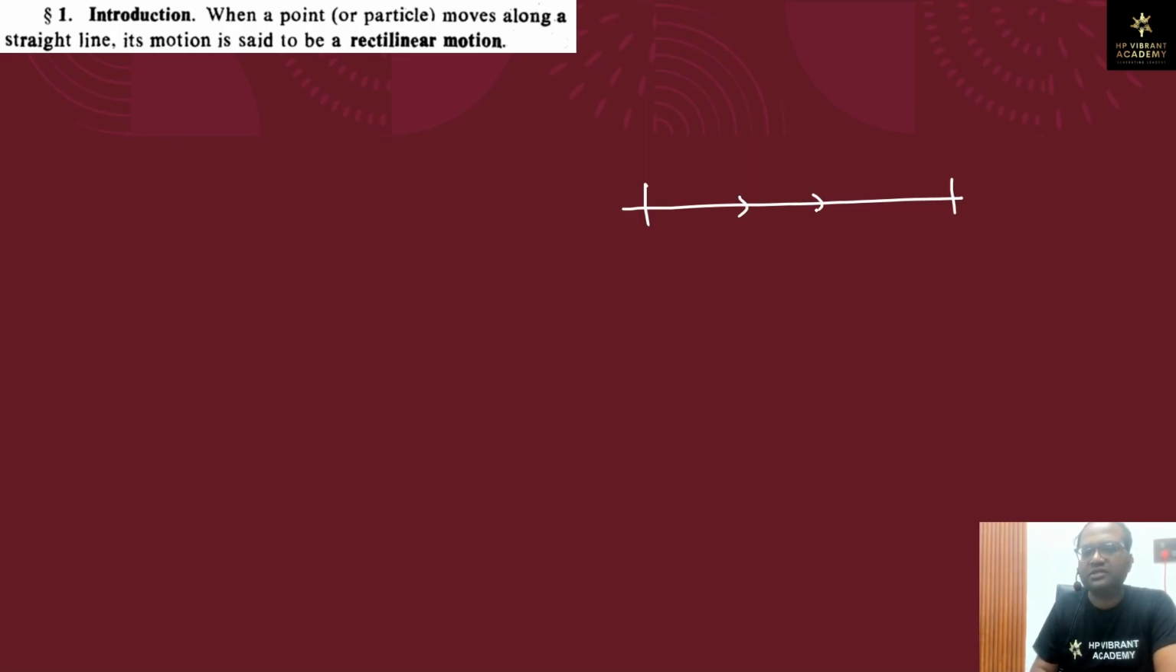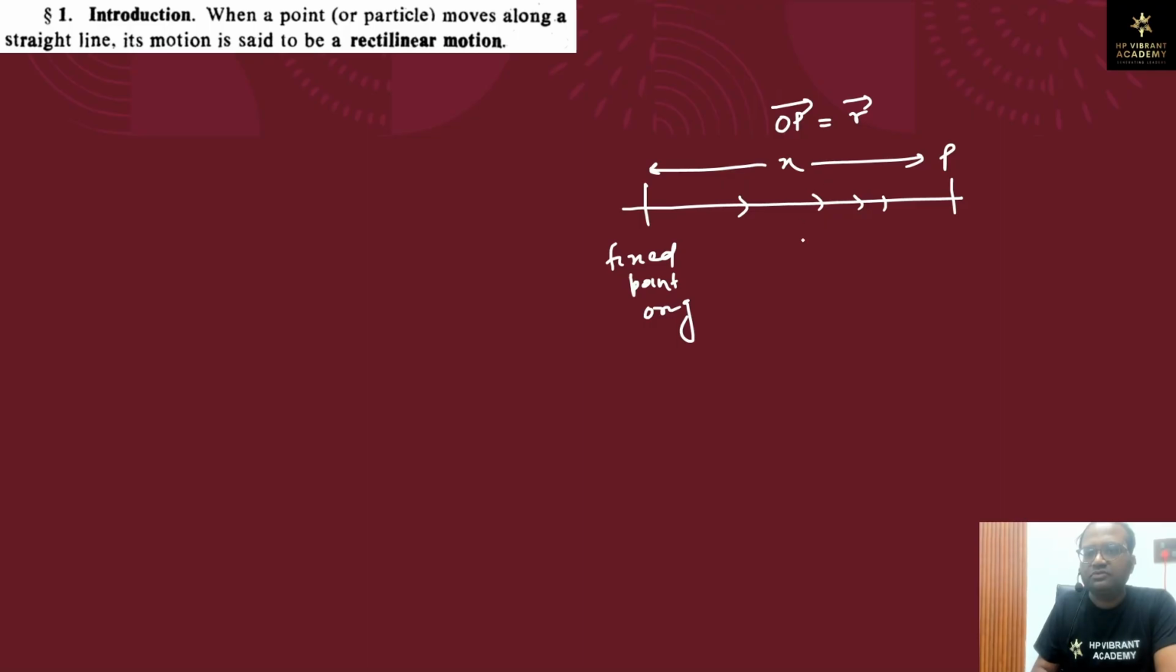So let us consider this as a straight line, and let us take a particle P, which is at a distance of x from the origin. Let us take the fixed point as origin. So we have the position vector of this point P as the OP vector. Let us take this as the R vector.